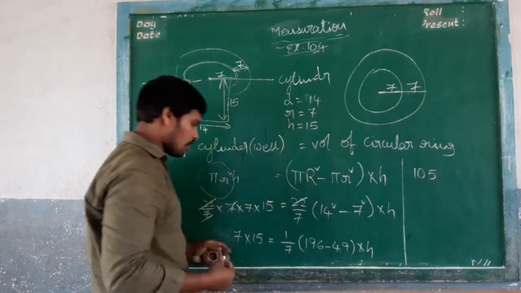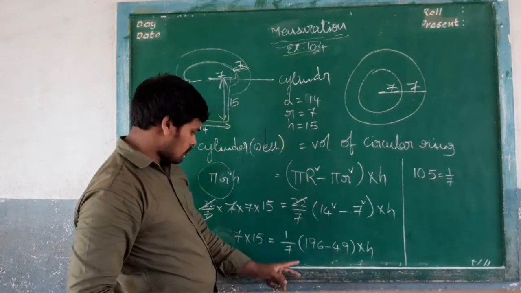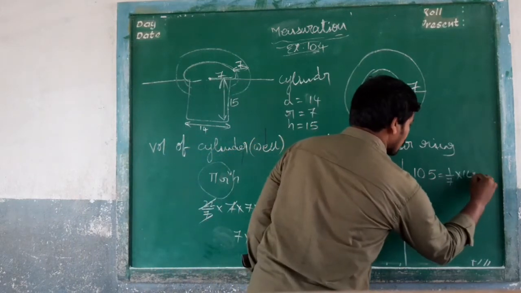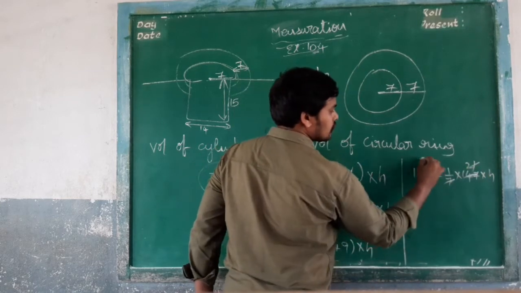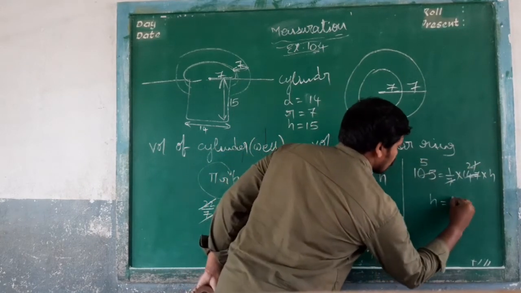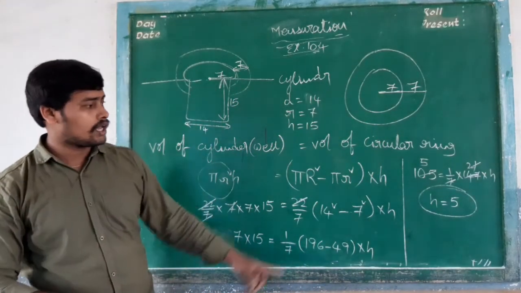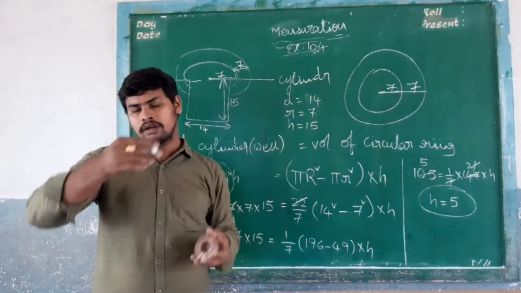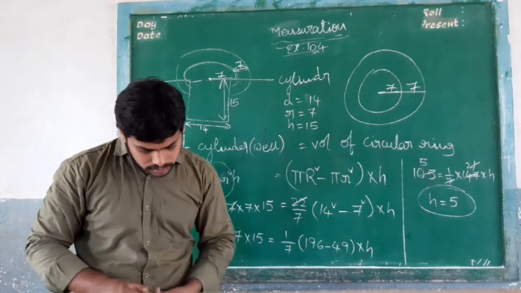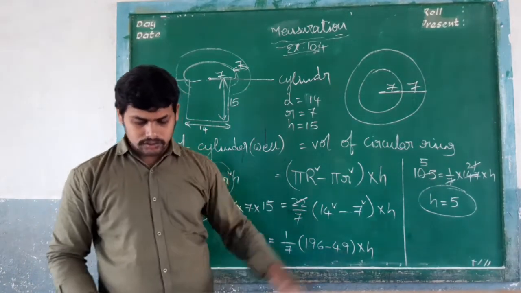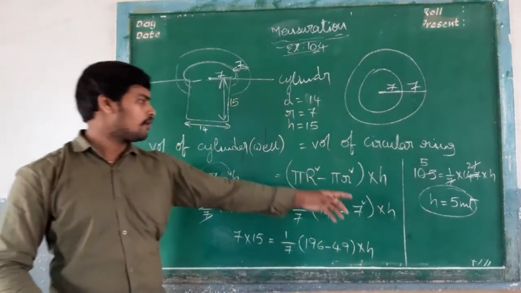7 15 is 105 equals 1/7 times 196 minus 49, which is 147, into h. h is 21 times, and again 21 goes into 105 five times. So h is 5. Okay, the height of the embankment is 5. Centimeters or meters? All are in meters, so it is meters. h equals 5 meters.